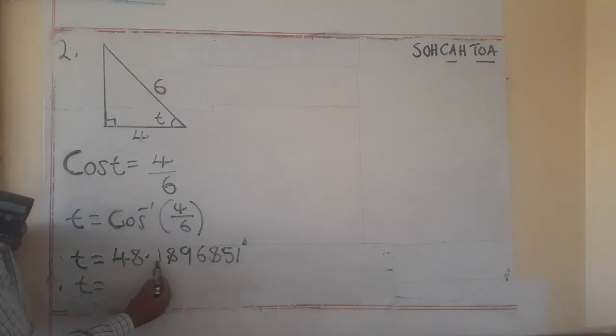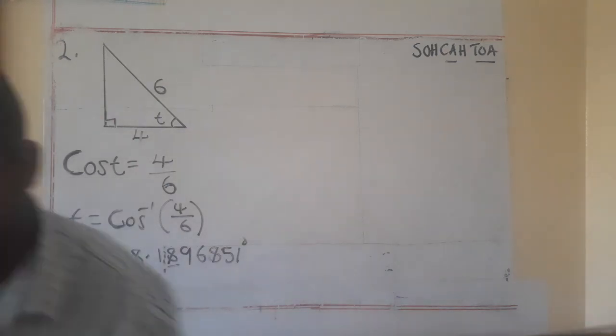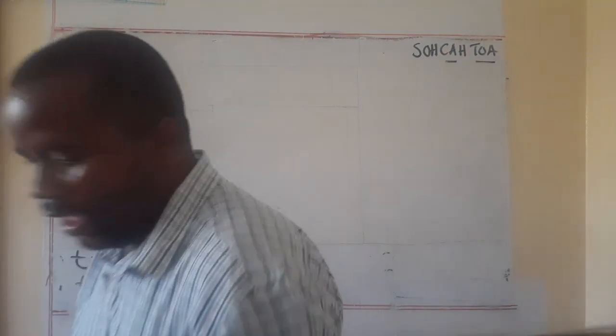So you round off this to one decimal place. I'm going to say 48 point, here drop a line and consider 8 as 1. 1 plus 1 is 2. So you have got 48.2 degrees. This is the angle there.